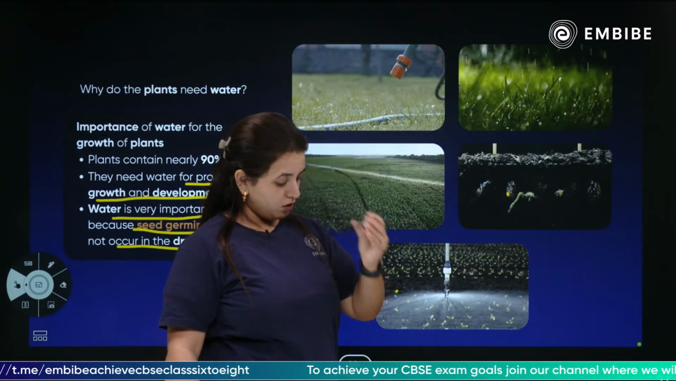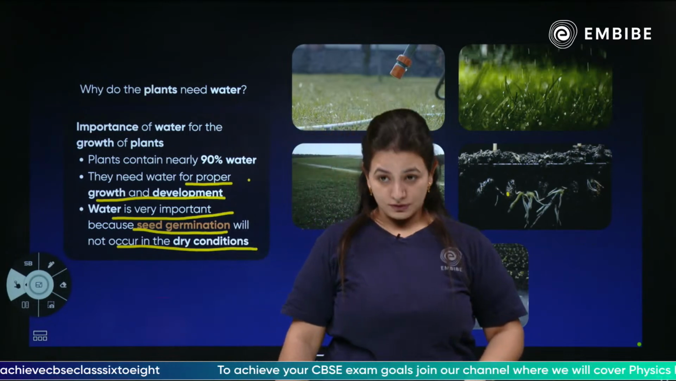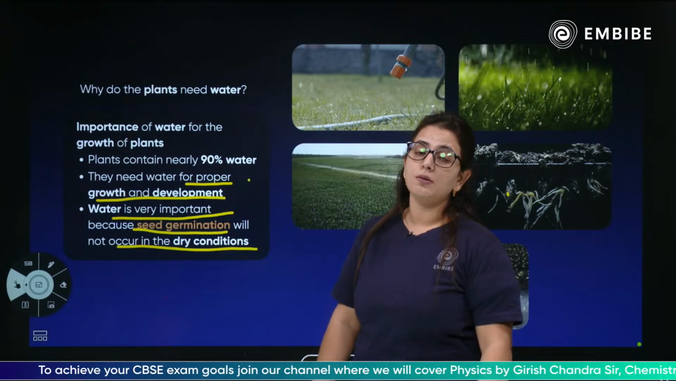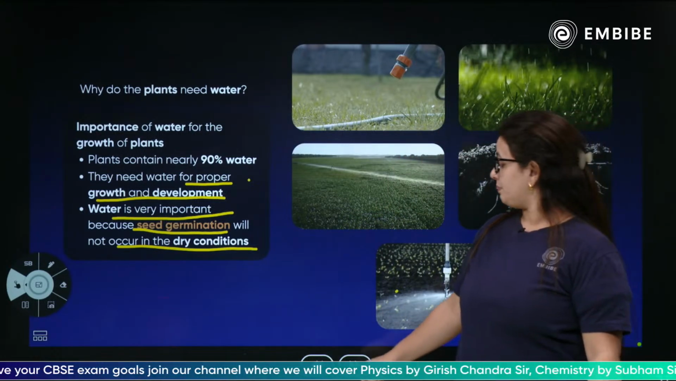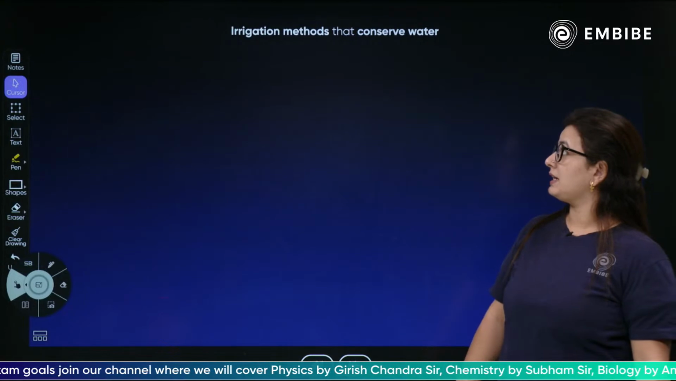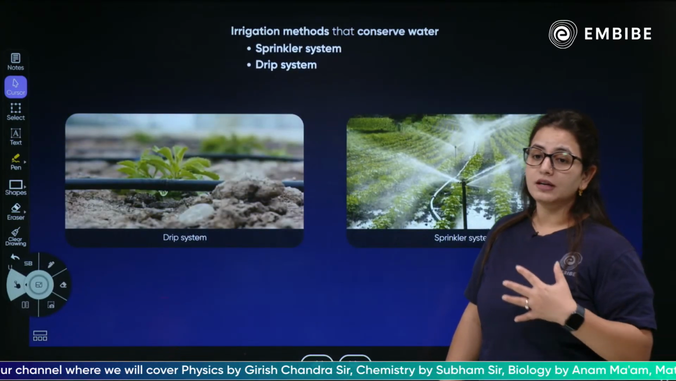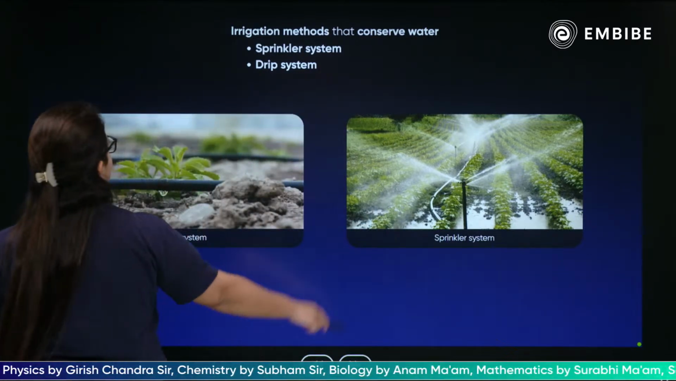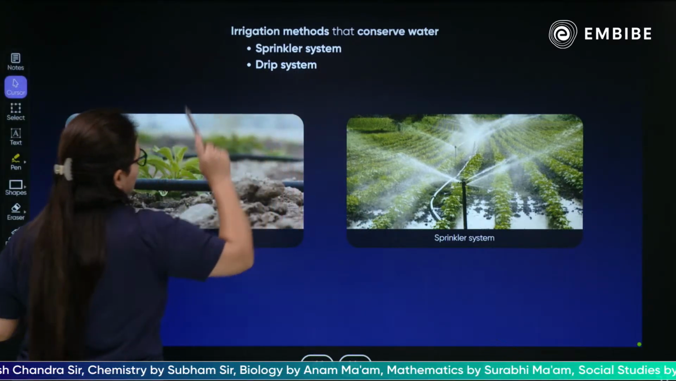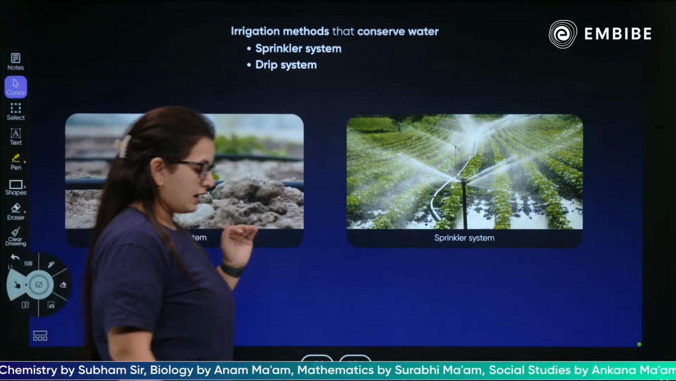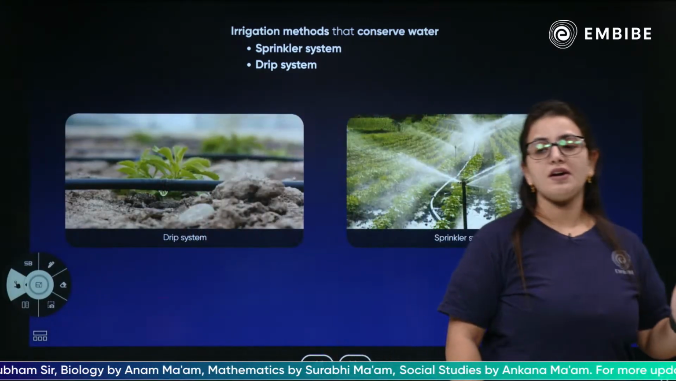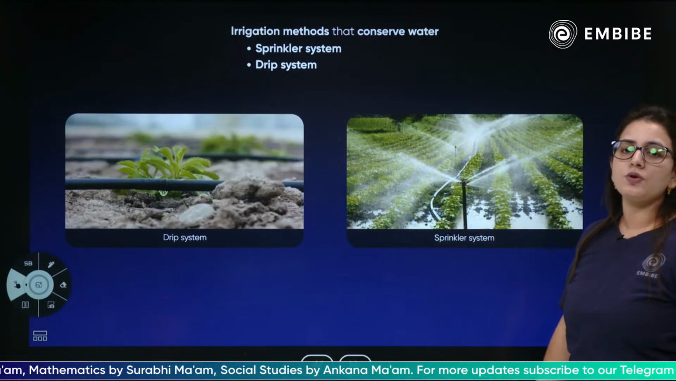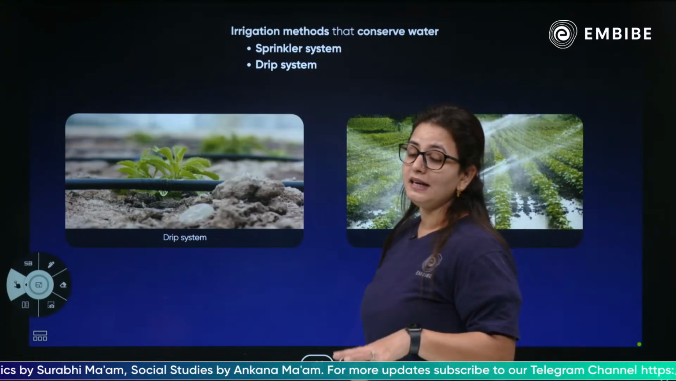So now you know why we need the irrigation system. We need it so that the plant could have enough water to grow. As we move forward to the irrigation methods, we have methods that conserve water: the sprinkler system and the drip system. This is the drip system and this is the sprinkler system. We are going to discuss each one of them in detail.